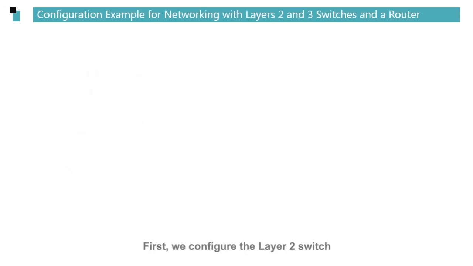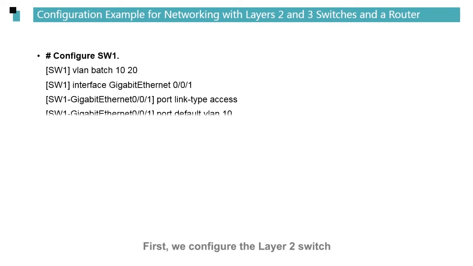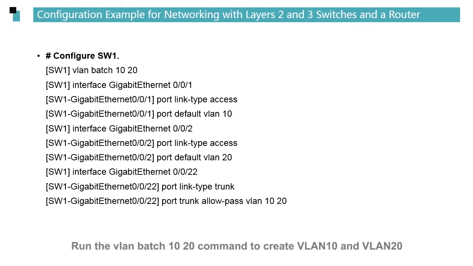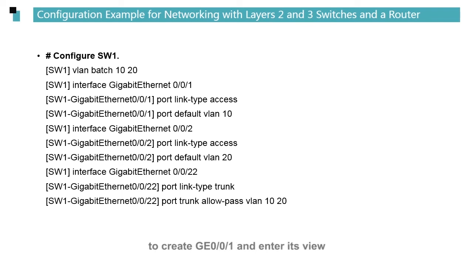First, we configure the layer 2 switch. Run the vlan batch 10 20 command to create VLAN 10 and VLAN 20. Add GE0/0/1 to VLAN 10 and GE0/0/2 to VLAN 20. Specifically, run the interface GigabitEthernet 0/0/1 command to create GE0/0/1 and enter its view.